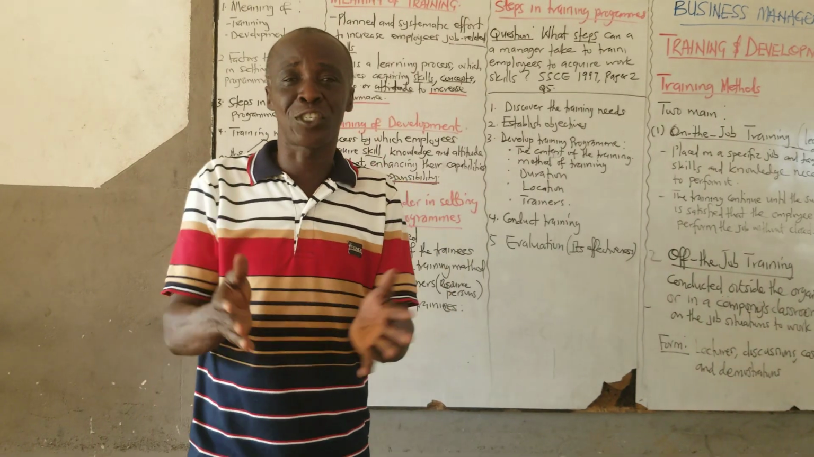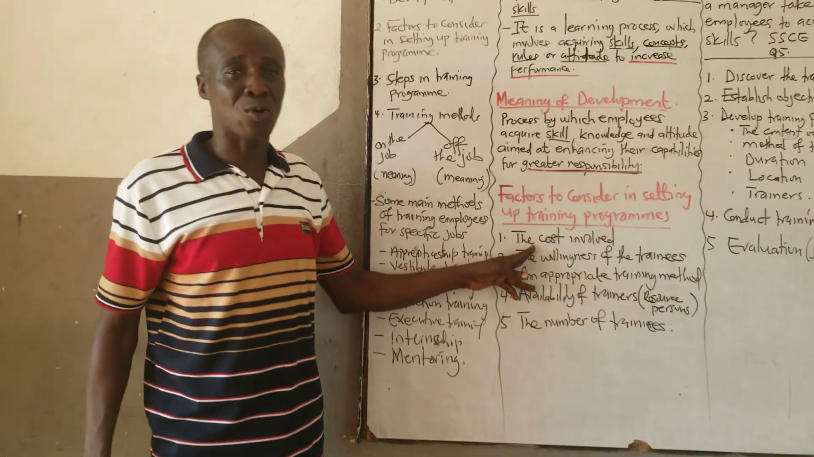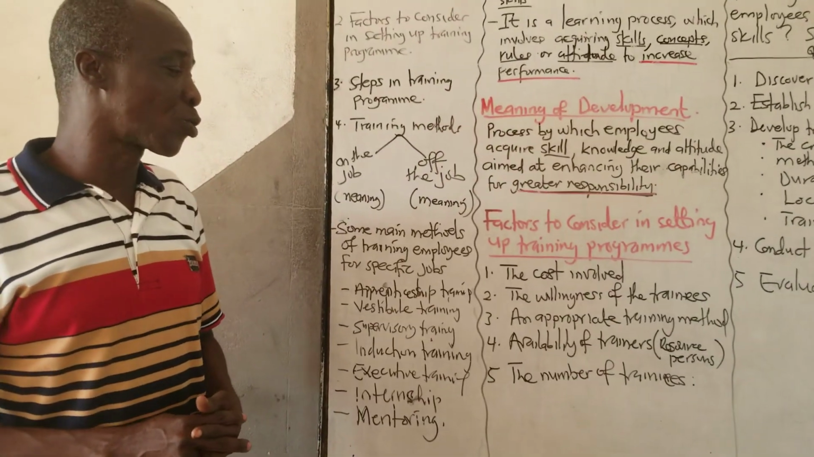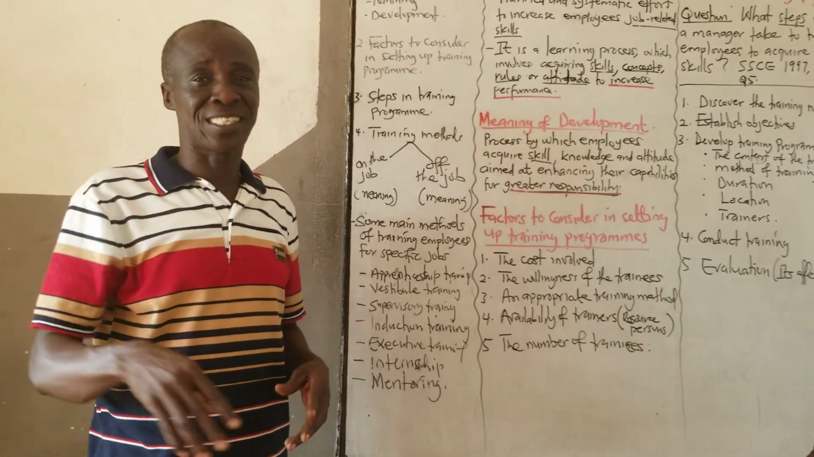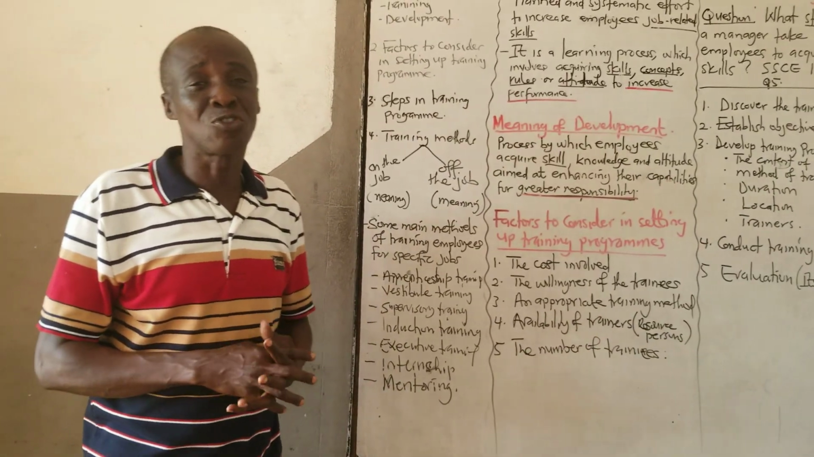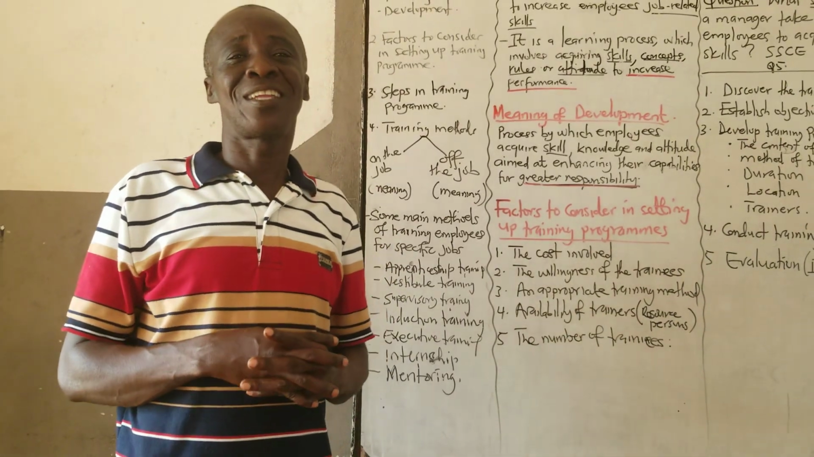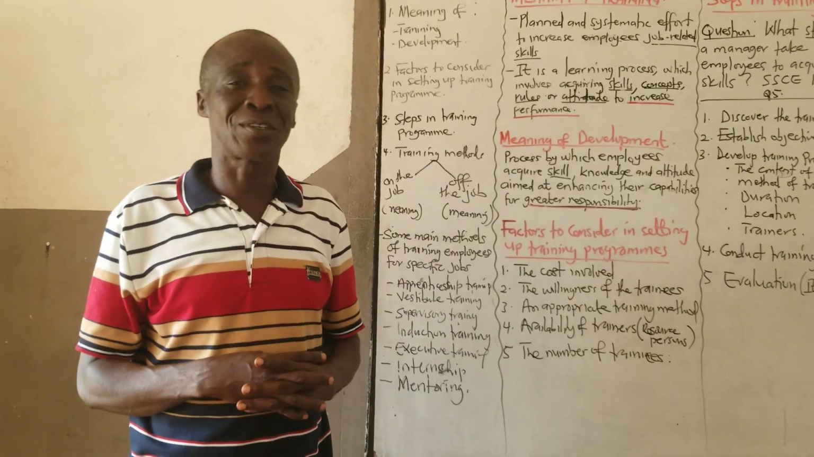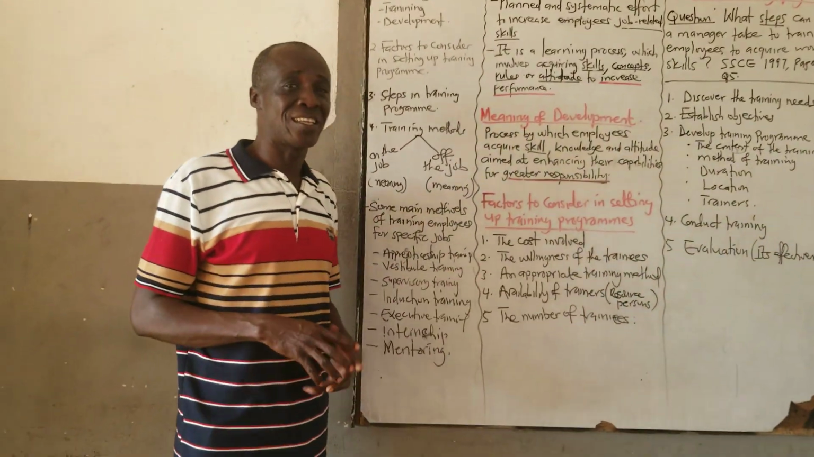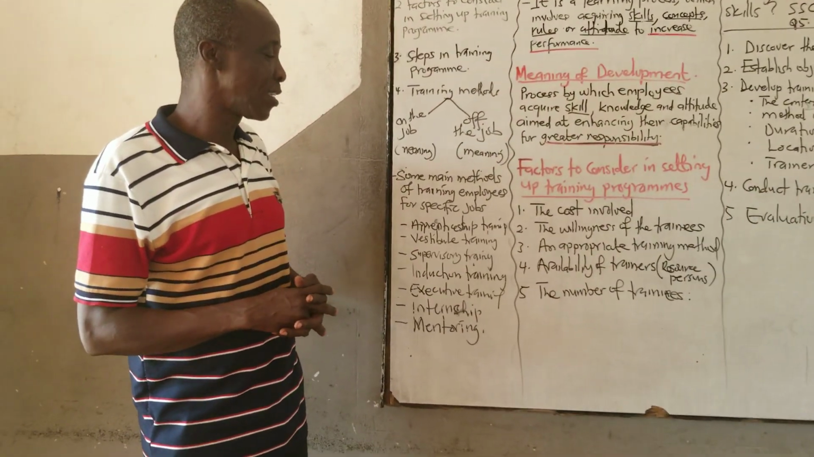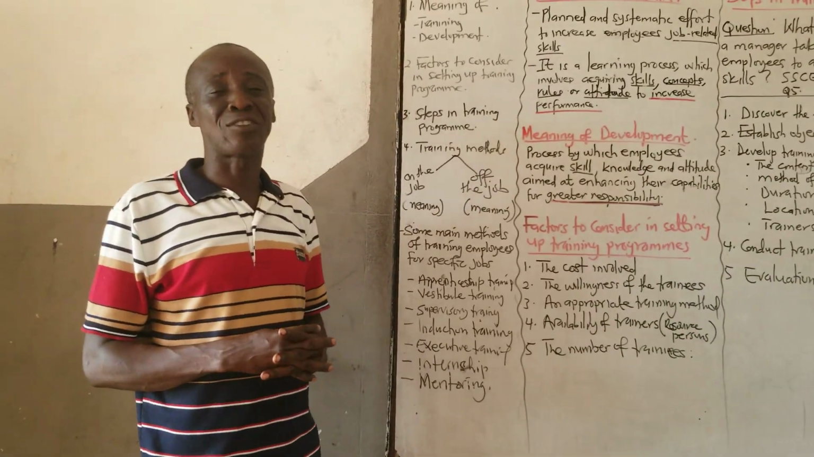Is it going to be beneficial? How much are you going to spend? You have to look at the cost involved. Then you also need to look at the willingness of the trainees to be trained. If you want to train somebody and the person is not willing to be trained, then your effort will be fruitless. So you also have to look at the willingness of the trainees. Then you also look at the method that you are going to use.